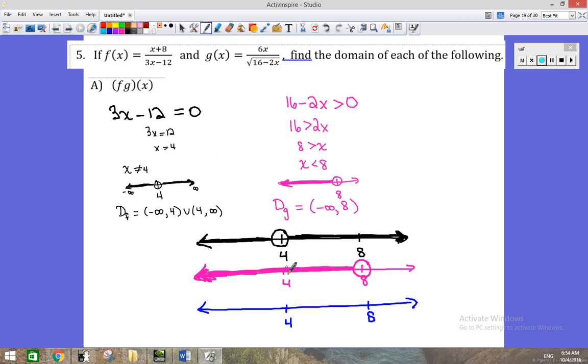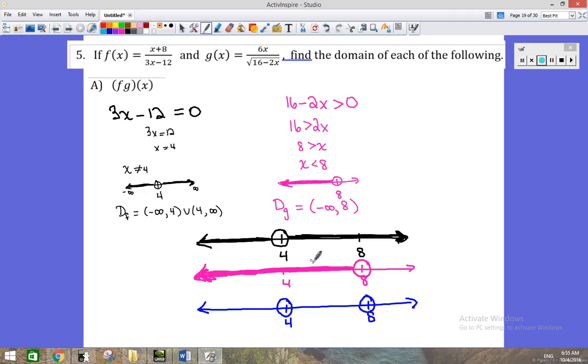4 is not shaded in both. It's not a member of both sets, so it's not a member of the intersection. 8 is not a member of both sets. It's not a member of the intersection. To the right of 8 is not in both sets. It's not in the intersection.